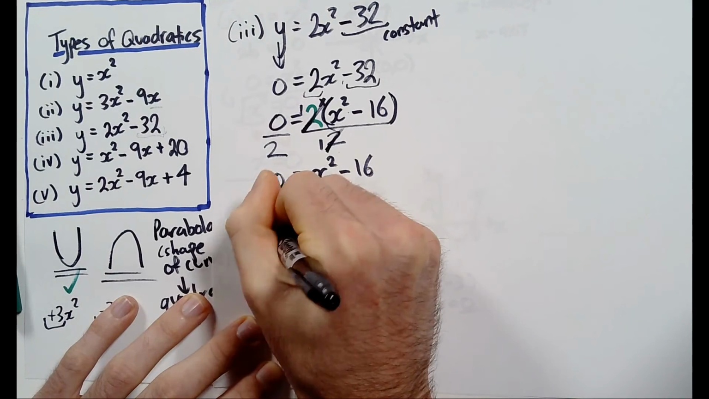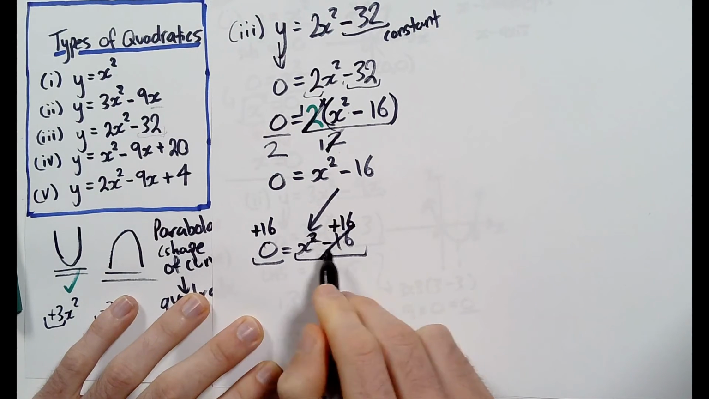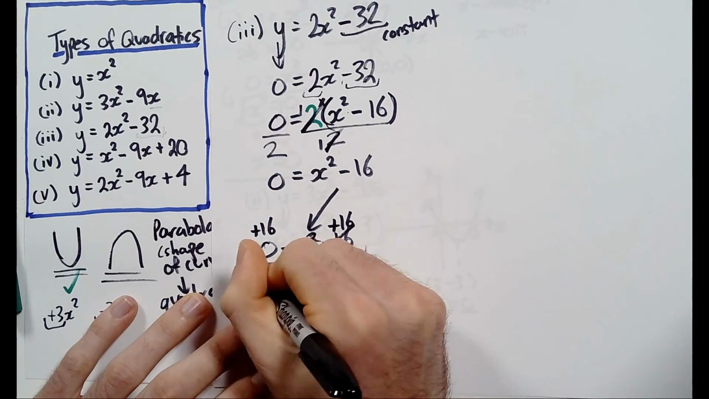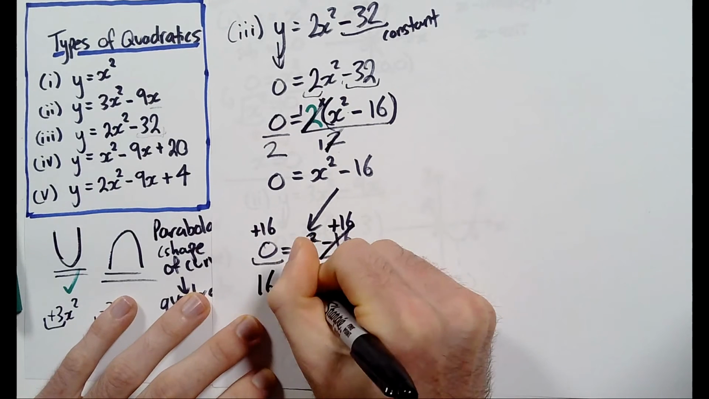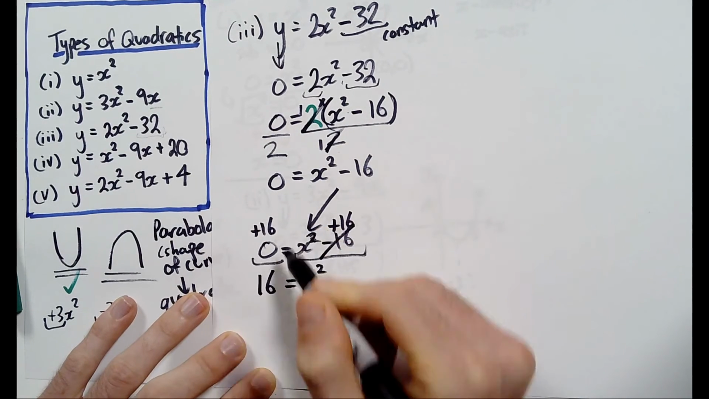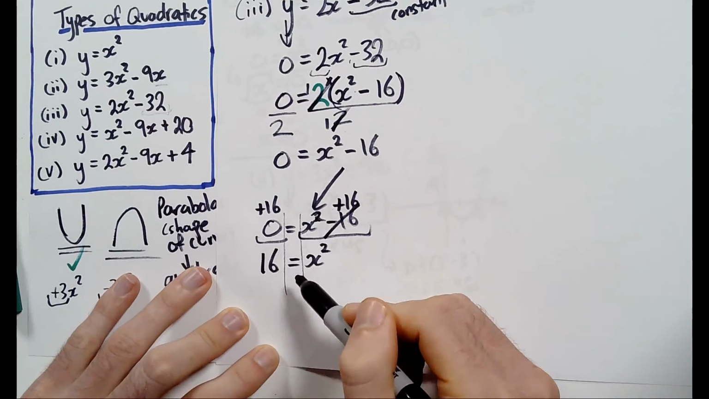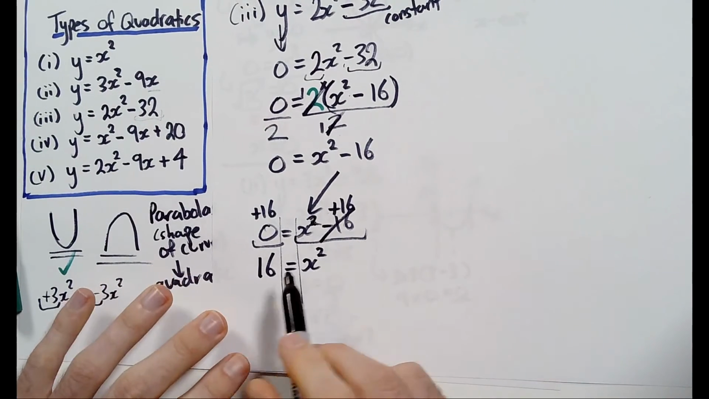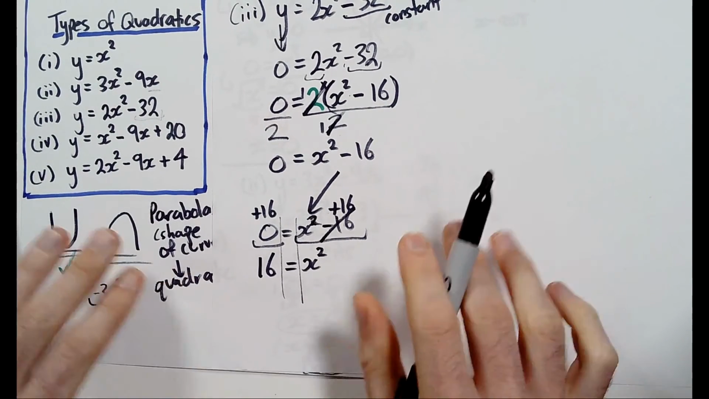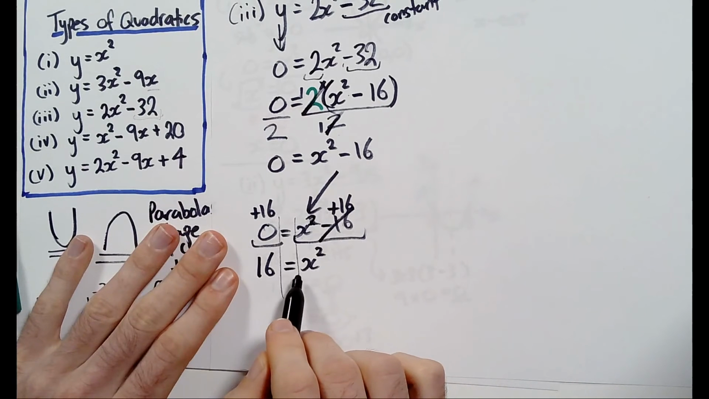And I've got to do that to both sides to make it even. What you do to one side, you do to the other, the golden rule. 16 equals x squared. That's what I'm left with. Always a good idea to keep your equal signs aligned, by the way, whenever you're doing any working in maths. It'll make things a lot easier to follow. So we've got 16 equals x squared.